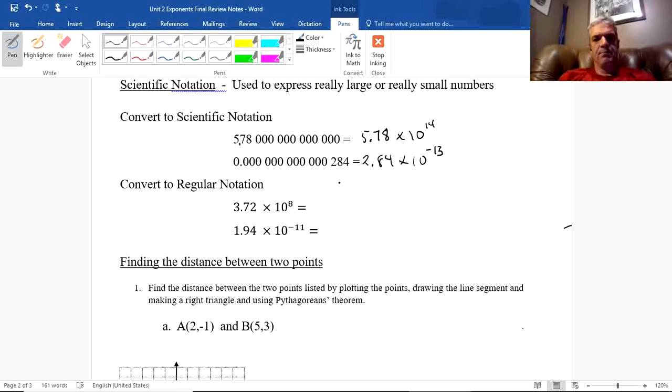Okay. Now the next one here is 3.72 times 10 to the 8th, and we want to write this in regular notation, just to show you can put it in regular notation.